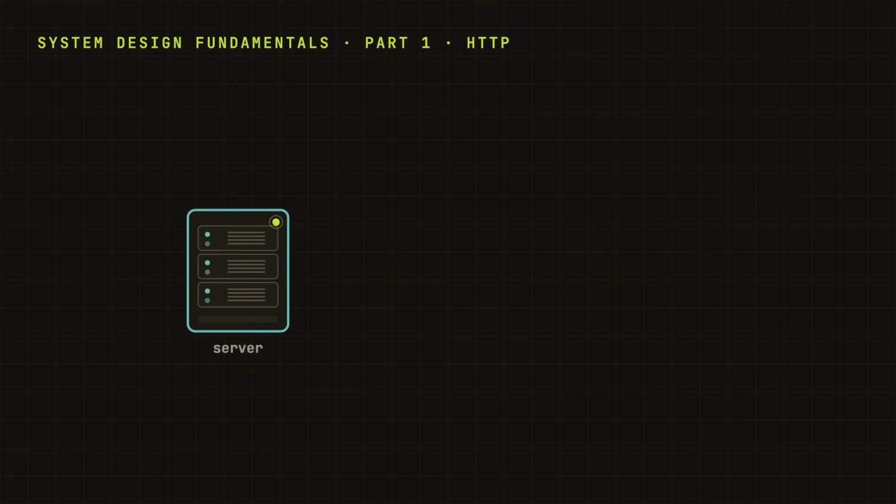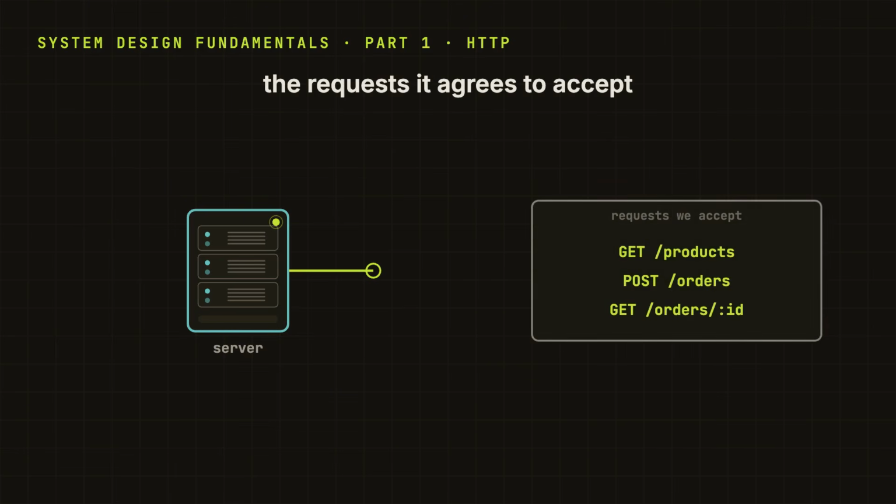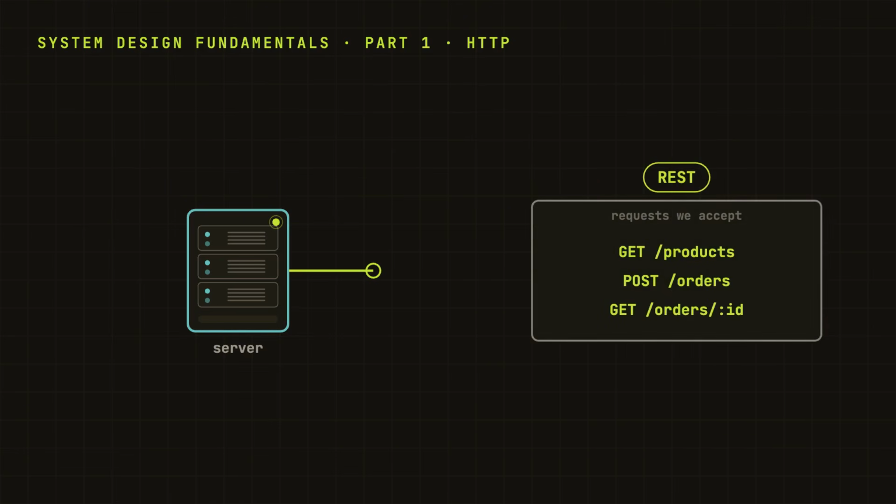And finally, you will hear two more words a lot: API and REST. An API, application programming interface, is just the interface one program uses to talk to another. It is the set of requests our server agrees to accept, and REST is the most common style of designing that API in a clean, predictable way. You have resources like products or orders, and you use those standard methods on them. So, get slash products reads the list, post slash orders creates an order.